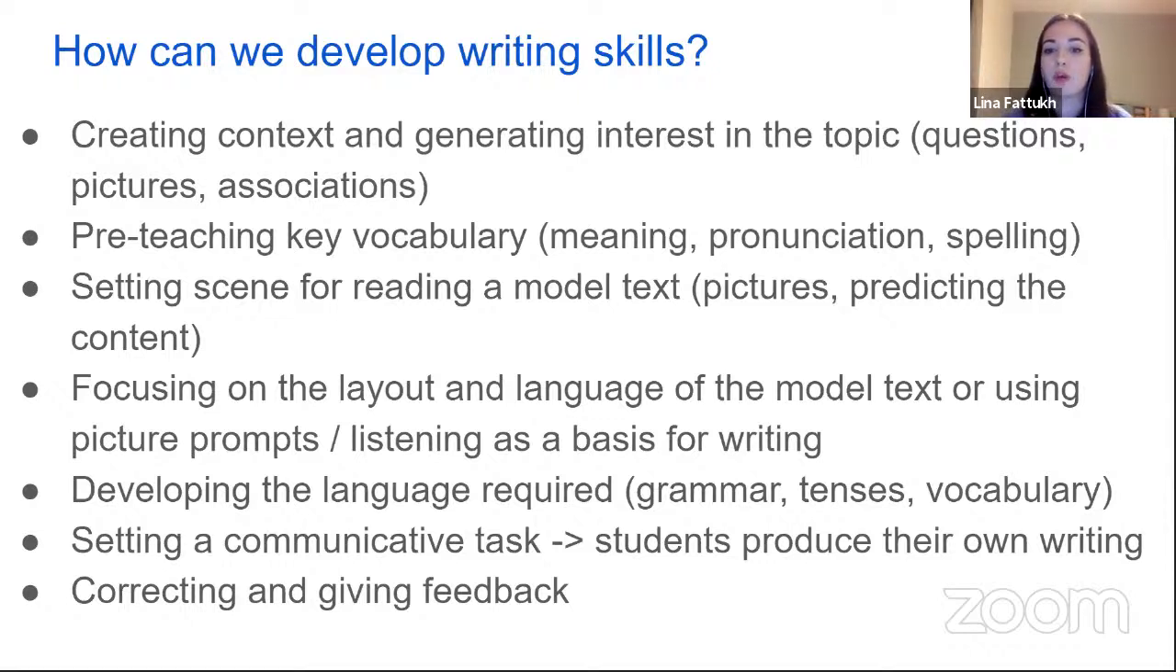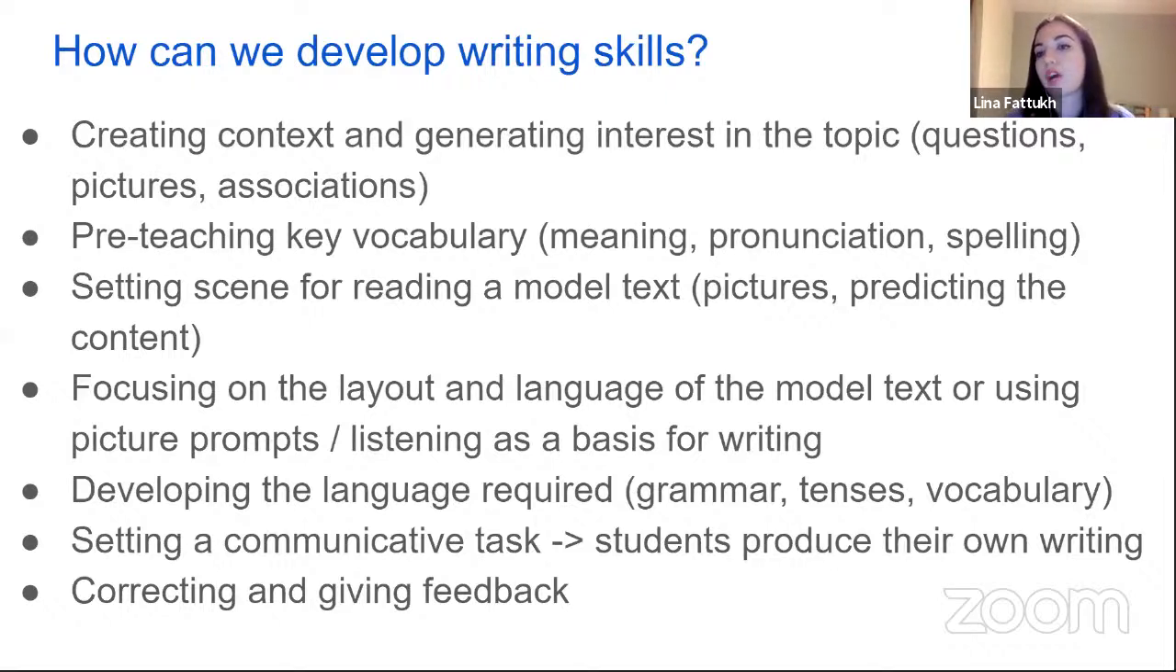so that students understand exactly what they need to use in their own writing. We can use picture prompts, for example, a series of pictures, and then the students write a story based on the pictures. Listening can also be used as a basis for writing. For example, you listen to one part of the story, and then what happens next? This is what the students have to write.